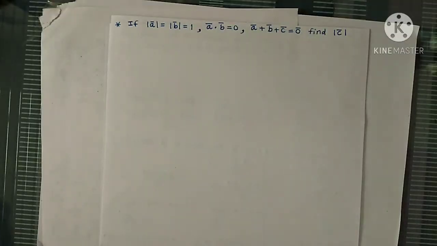Now let's solve some questions based on dot product. Here it is given that modulus of a bar and modulus of b bar both are 1. A bar dot b bar is 0, and a bar plus b bar plus c bar is the 0 vector. Find modulus of c bar. See, we cannot find only modulus of c bar, so we can find modulus of c bar square.